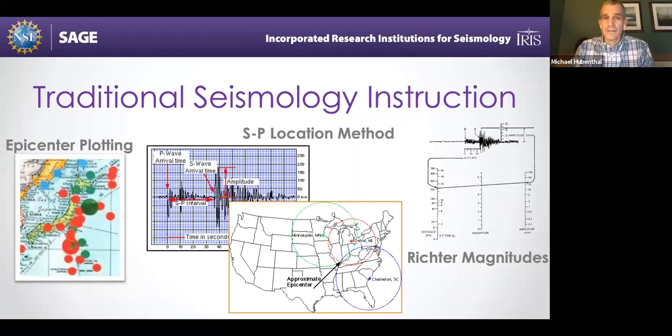The second activity, often done in combination with the third one, is taking a look at some seismograms and doing a few things with those seismograms. We might locate an earthquake using the S-P location exercise, where students pick a P arrival and an S arrival. They subtract the arrival times of those to then use a travel time curve to look at how far away that event actually is from the epicenter.